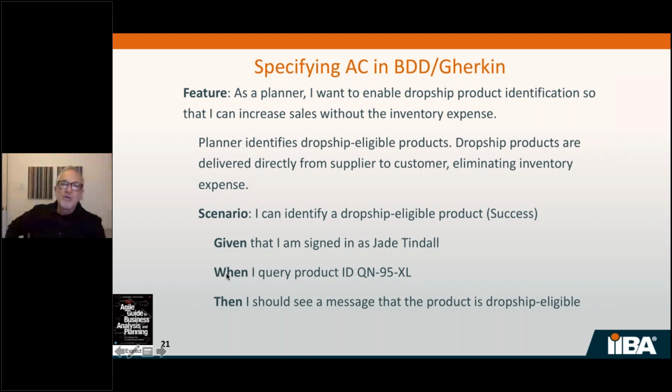When I query product so-and-so, gives us the trigger for the test, what is actually happening during this scenario, in other words, what the trigger was or what the user has done. And then the "then" is the expected outcome. It could be anything here. Here I should see a message that the product is dropship eligible. That's a very simple example.